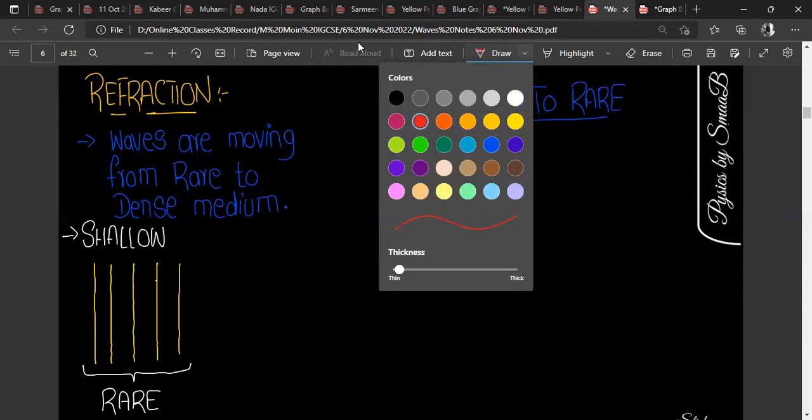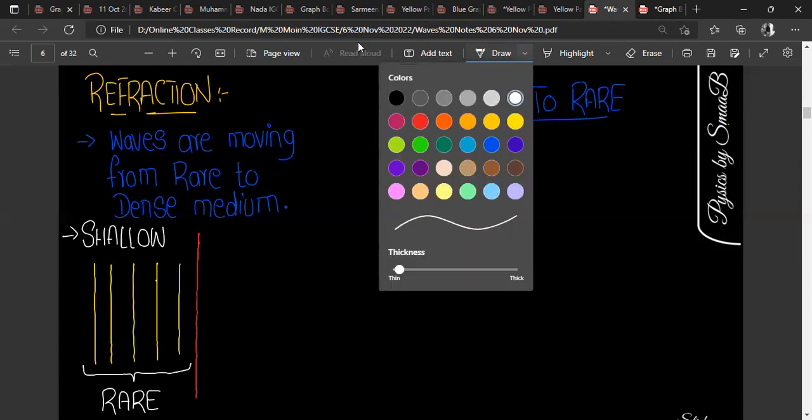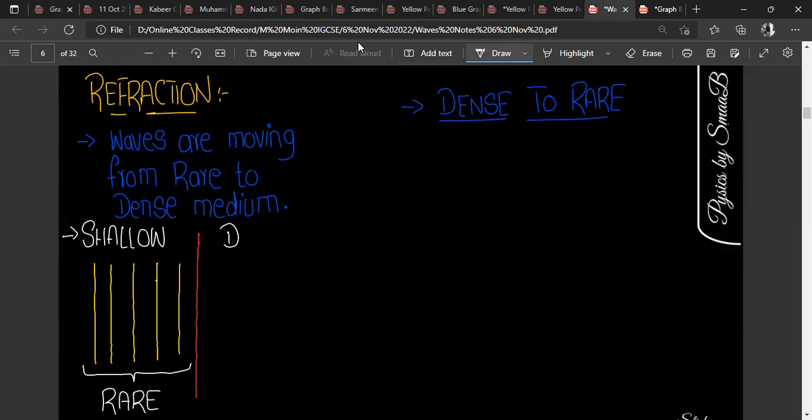So for this change of medium, let's draw a separation line between the two media, so we can easily draw the final direction of these waves. There is a separation between shallow and deep water, and now the waves are going to enter the deep one. So now we need to identify the direction of these water waves after passing through the dense medium. Any idea?